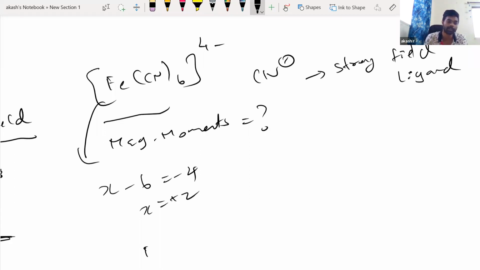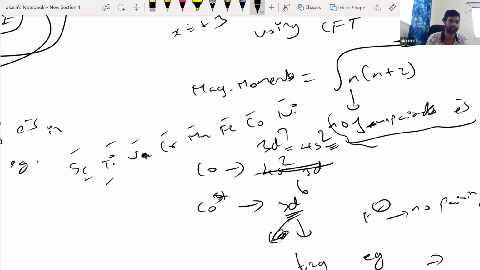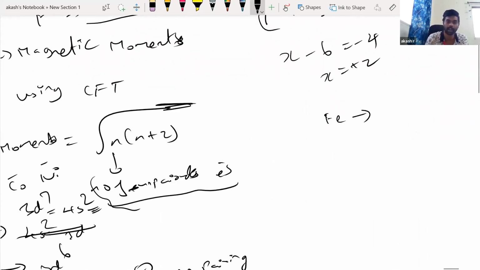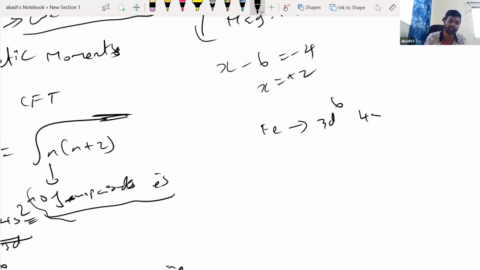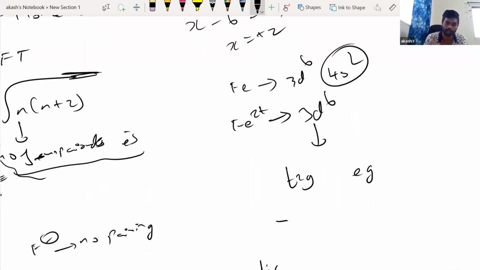We know iron is going to have, scandium, titanium, vanadium, 1, 2, 3, 4, 5, 6, so it's 3d6. So iron is going to have 3d6 4s2. Now what we have is Fe2 plus, which means these electrons are gone. So in this case, we have 3d6. Again we have to write it in terms of t2g and eg. Eg will have zero electrons.